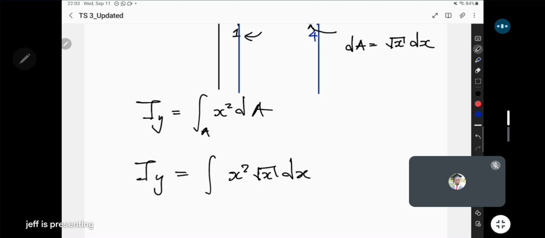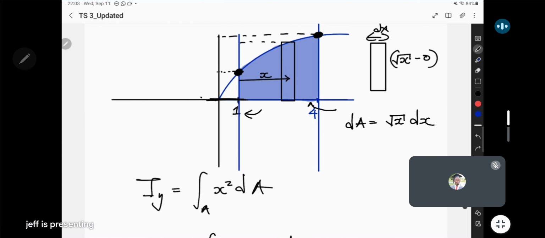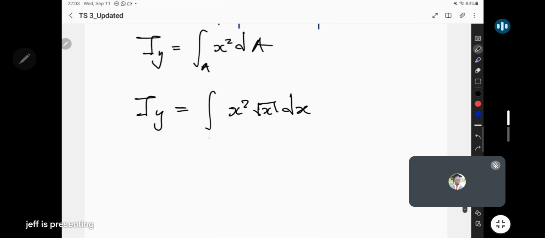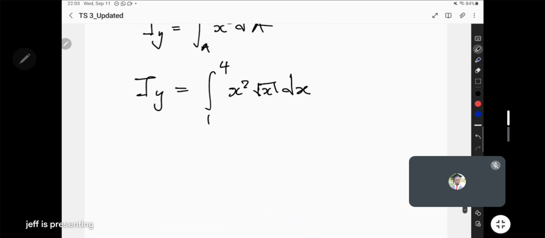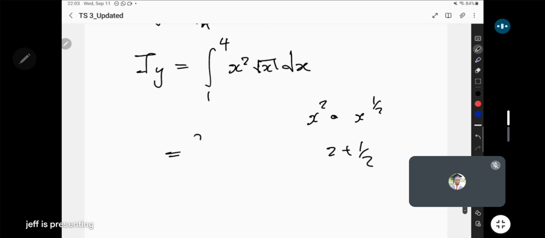What will be the limit? Since this is dx, it's the smallest value of x to the maximum value of x. Smallest value of x is 1, maximum is 4, so this will be from 1 to 4. This is more straightforward. Since you're multiplying x to the power 2 and x to the power half, just add the powers. When you add the powers, this will be 2 plus half, so it will be 5 over 2. So you have the integral from 1 to 4 of x to the power 5 over 2 dx.